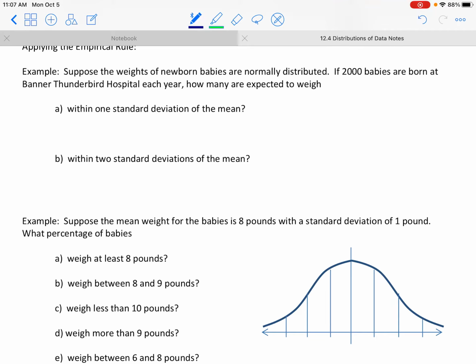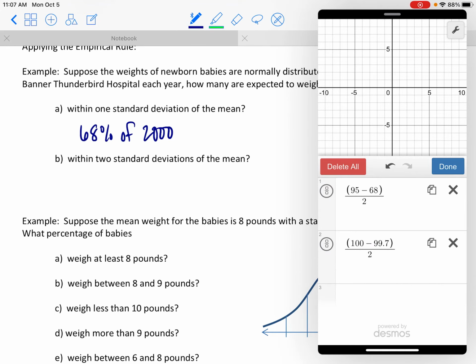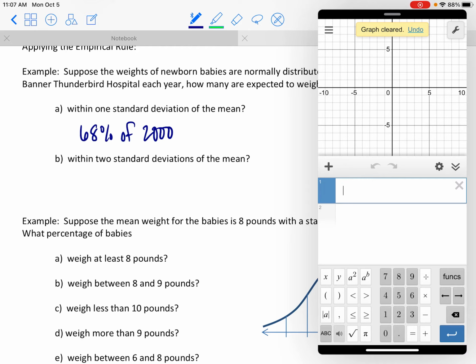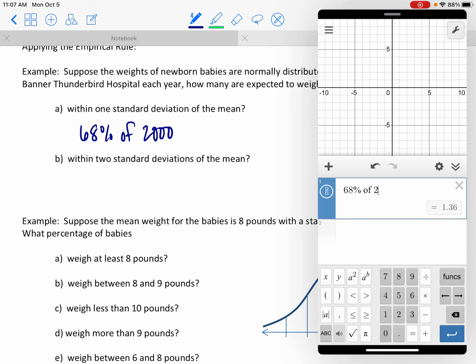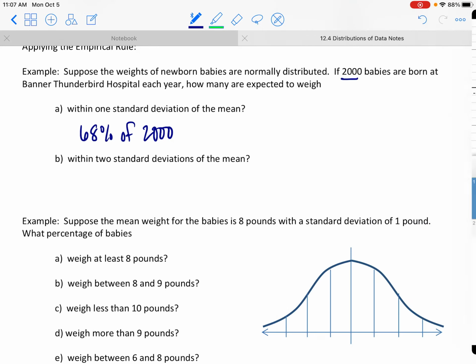Well, within 1 standard deviation, we said that's 68%. And there are 2,000 babies, so 68% of 2,000. Calculator will do this for you. 68, and remember if you go to your keyboard and hit the percent, it'll do the 68% of, and we wanted 2,000, and that's 1,360 babies.